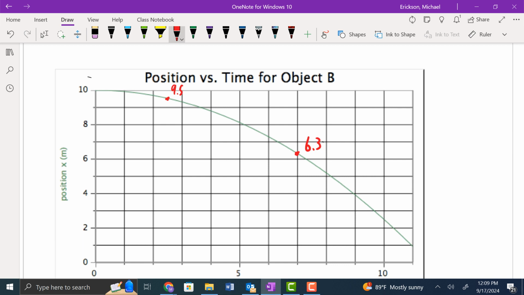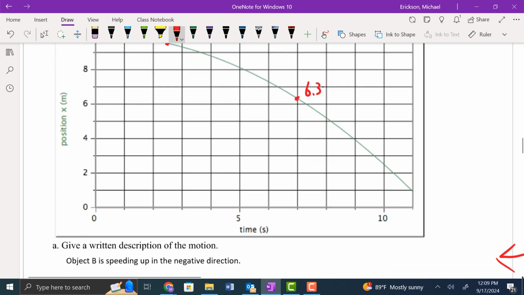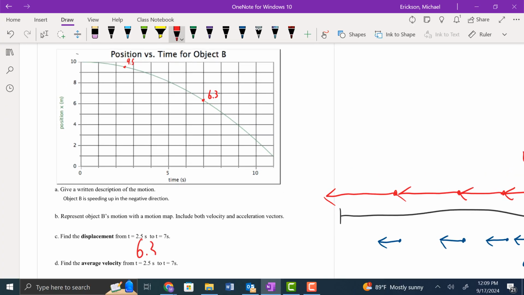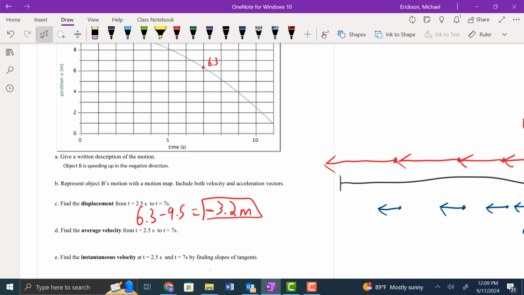So I'm going to say that's about a third, and that's at 7 seconds. So the displacement is going to be, it ends at 6.3. It starts at 9.5. I plug that into my calculator and I'm going to get minus 3.2, not seconds, meters. I was double checking on the calculator because I don't want to be wrong. So minus 3.2 meters.